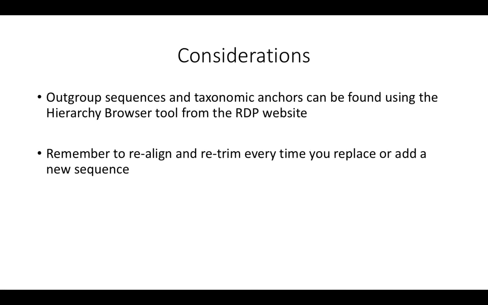Before I conclude this video, I leave you with some considerations. I mentioned using outgroup sequences as part of this analysis, but if you don't have those yet, you can use the Hierarchy Browser tool from the RDP website to find both outgroup sequences and taxonomic anchors that will help you in the construction of your phylogenetic tree. Also, remember to realign and then retrim every time you replace or add a new sequence to your alignment.